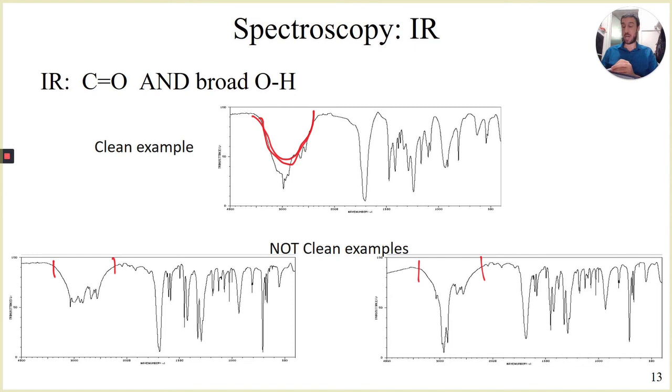For it to be a carboxylic acid, I would also have to see the carbonyl, and the carbonyl shows up about 1,700. For those of you asking where the carbonyl shows up for a carboxylic acid, I'm trying to look at the spectra to figure out the actual range, 1,680 to 1,700. It doesn't show up exactly at 1,700. You have to look at the spectra really carefully.